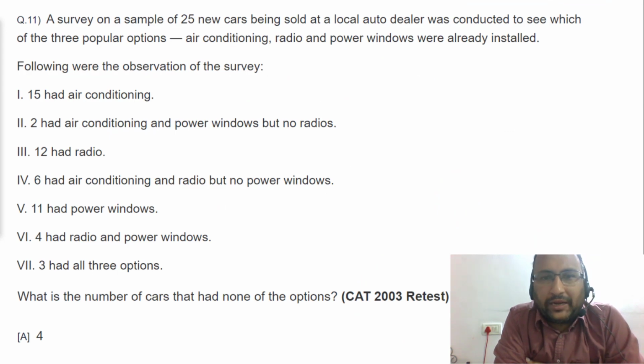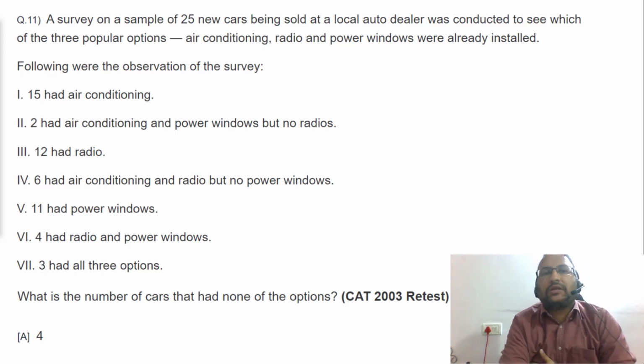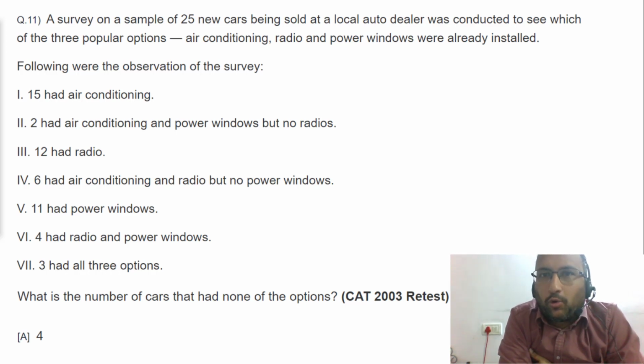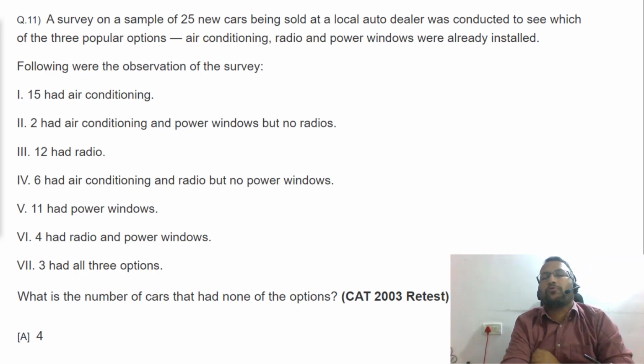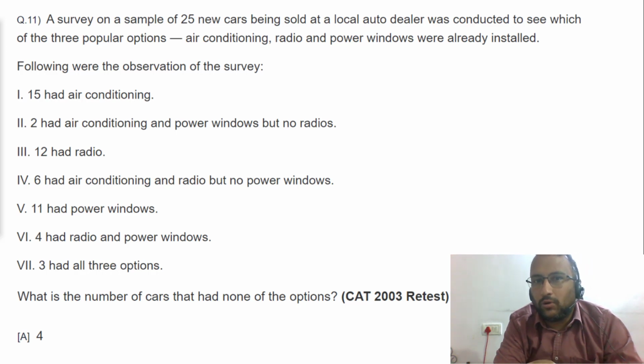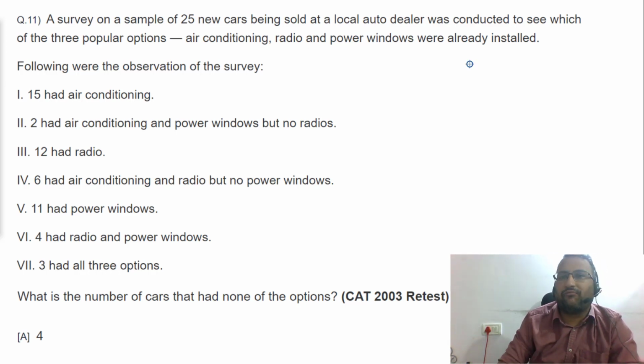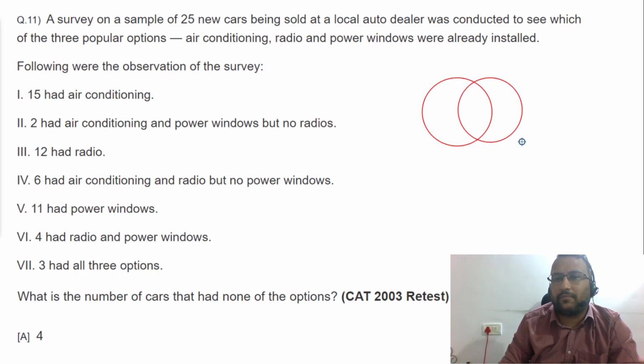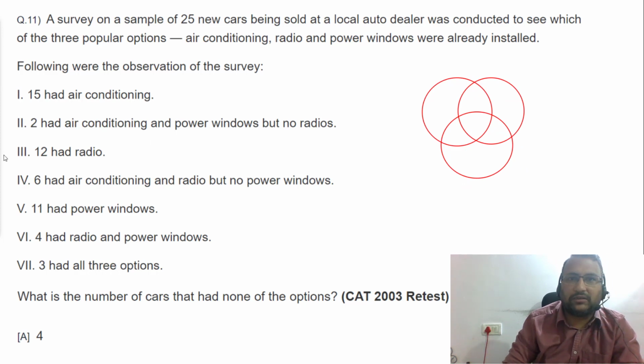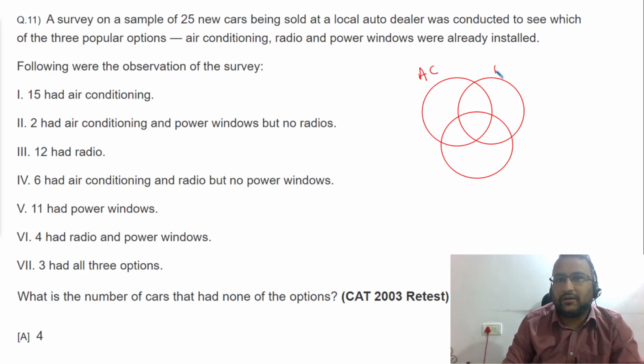The next is question number 11 from CAT 2003. A survey on a sample of 25 new cars being sold at a local auto dealer was conducted to see which of the three popular options, air conditioning, radio and power windows, were already installed. So if you read the data, lots of data is given. So let's draw the Venn diagram over here. 3-set Venn diagram. There are three features. The first one is air conditioning, then radio, and then power windows, and then none.